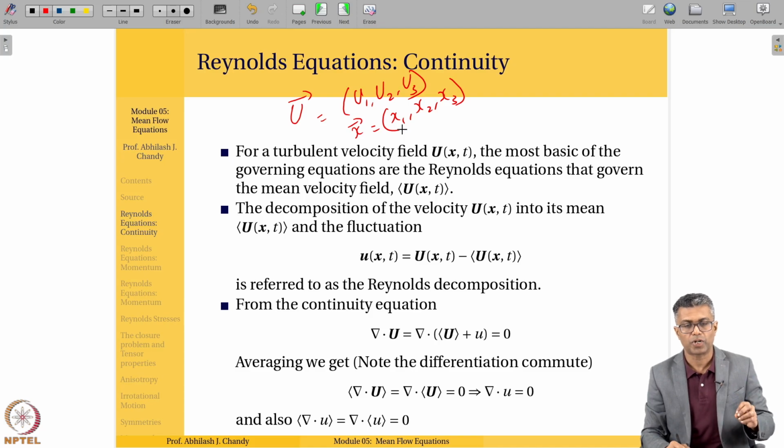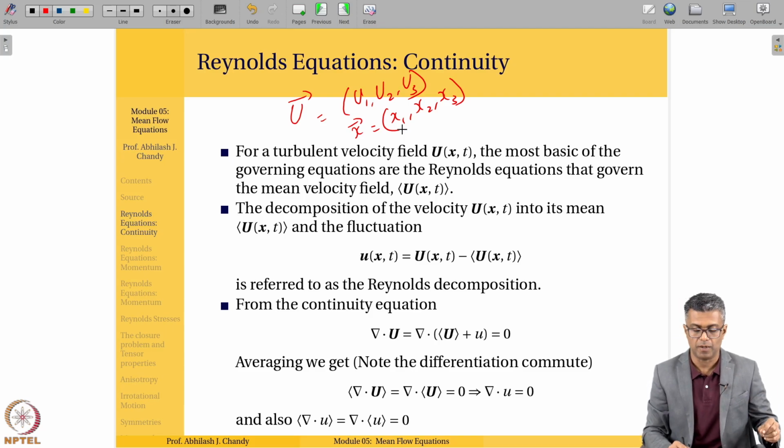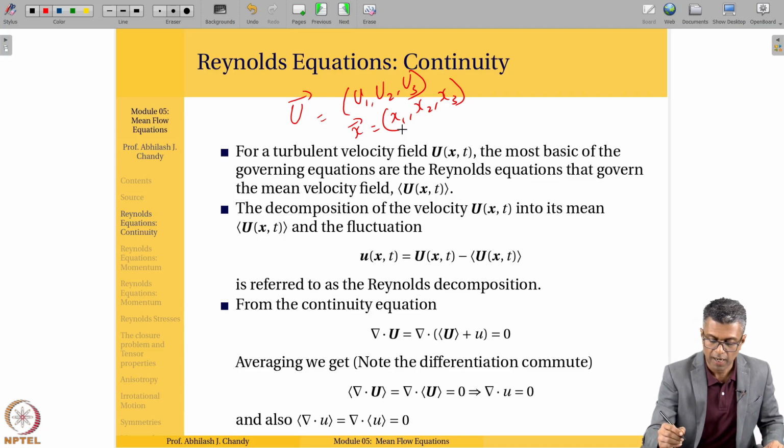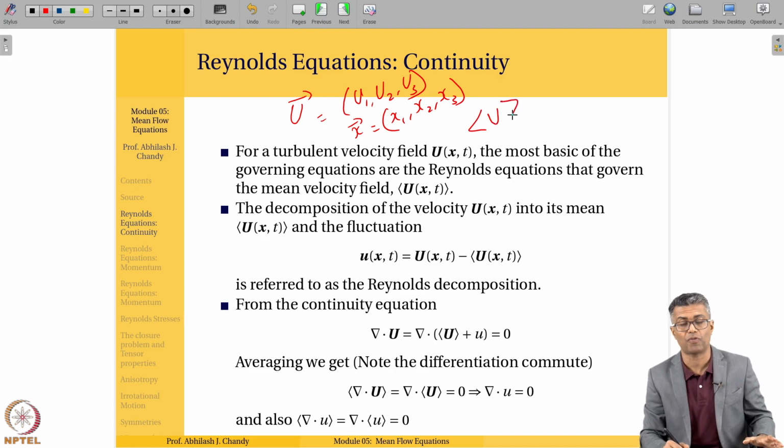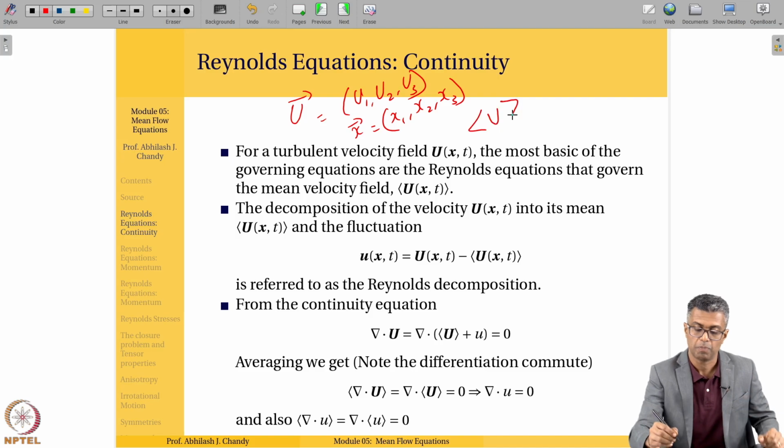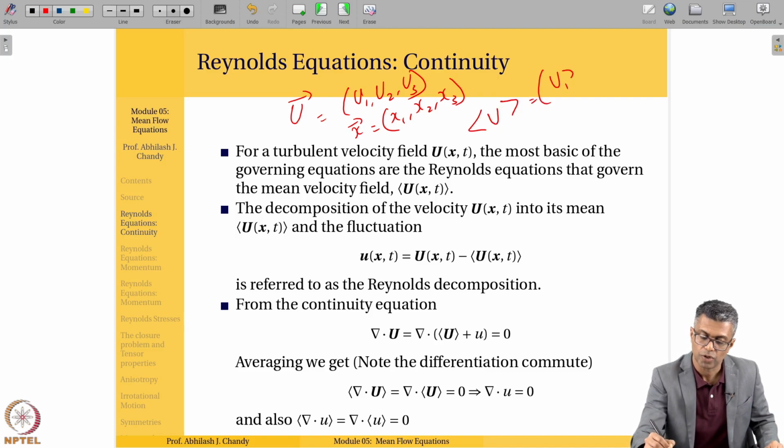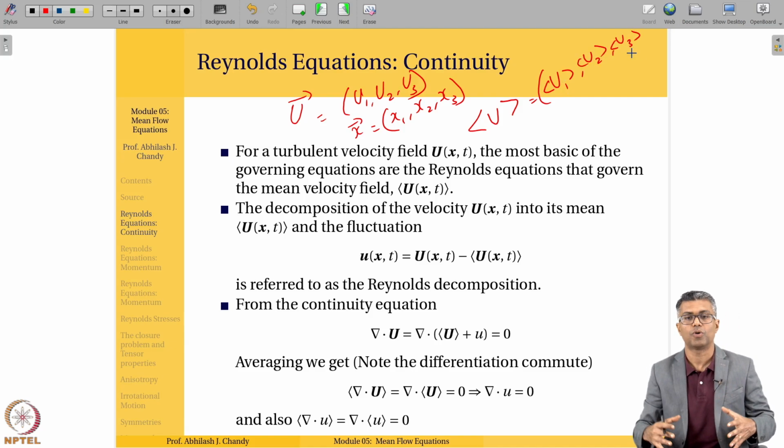The Reynolds equation is obtained by taking an average of the governing equations, meaning you take the average of the continuity equation and the average of the momentum equation. Average gives you the mean. So the governing equations for the mean are the Reynolds equations. So you have a mean velocity, let's call that mean of u, which is also a vector because you will have a mean of u1, mean of u2, and a mean of u3. This is averaged over a period of time.